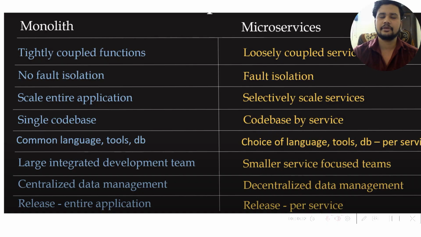Monolithic needs large integrated development teams, but in microservices, specific to each service, we can allot a specific development team focused on that specific microservice. Monolithic has centralized data management; microservices have decentralized data management. Monolithic releases the entire application; microservices release per service. So if you want to do one release on monolithic, you have to release the entire application itself. But here you're gonna trigger a pipeline specific to the microservice and only change that service, because we have separate code repositories and separate pods running on the worker nodes.